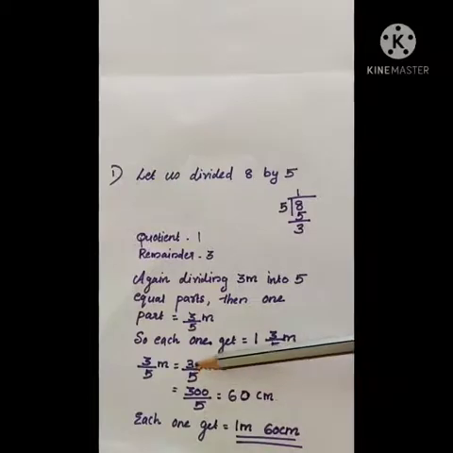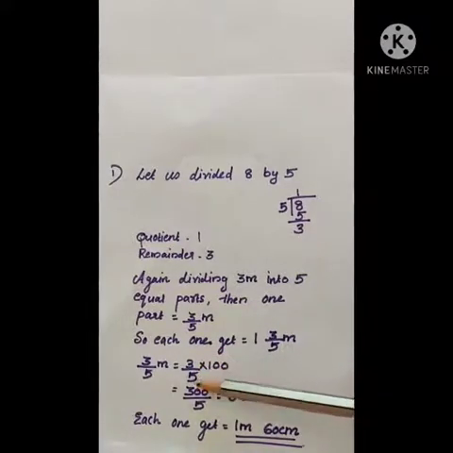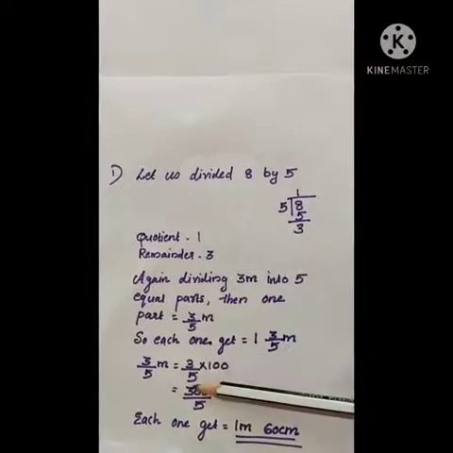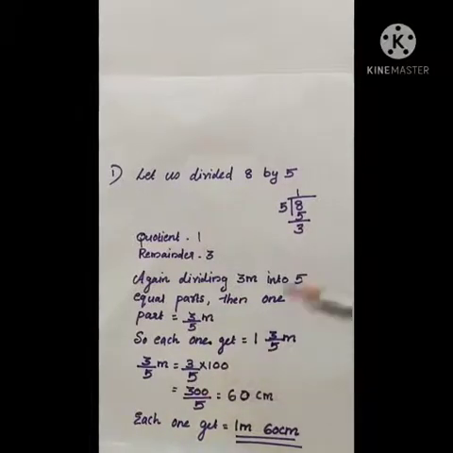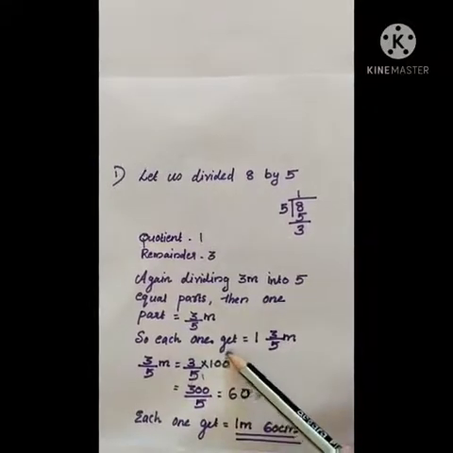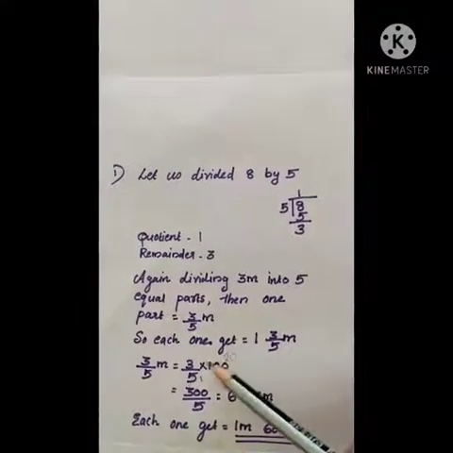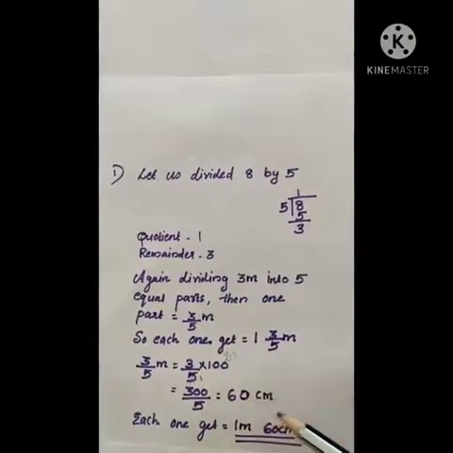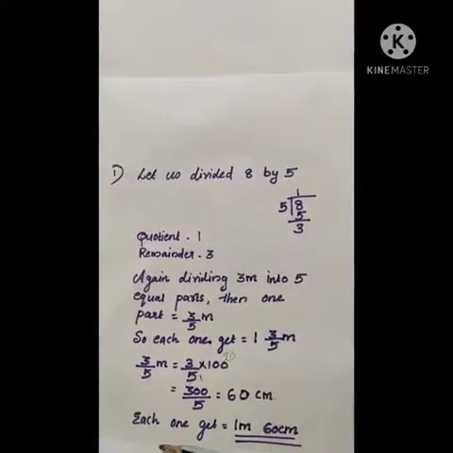Or we can simplify the fraction in this way also. Here 100 and 5 are the multiples of 5. By dividing these numbers with 5, here we get 1. 100 by 5 gives 20. Then multiplying 20 by 3, we get 60 centimeter. So each one gets 1 meter and 60 centimeter.